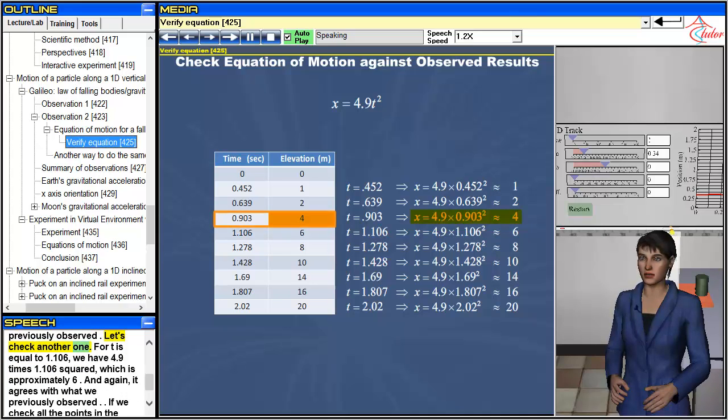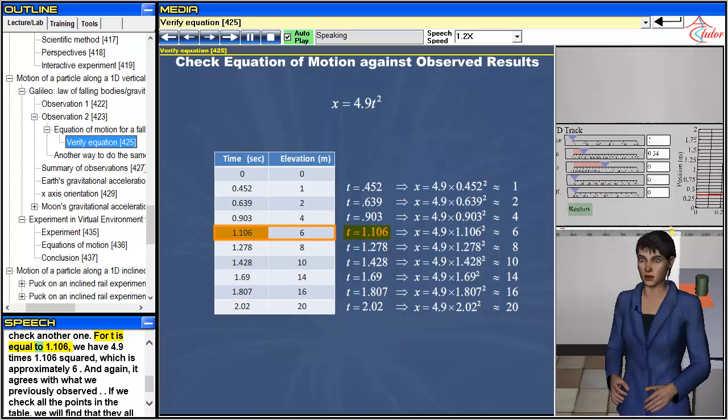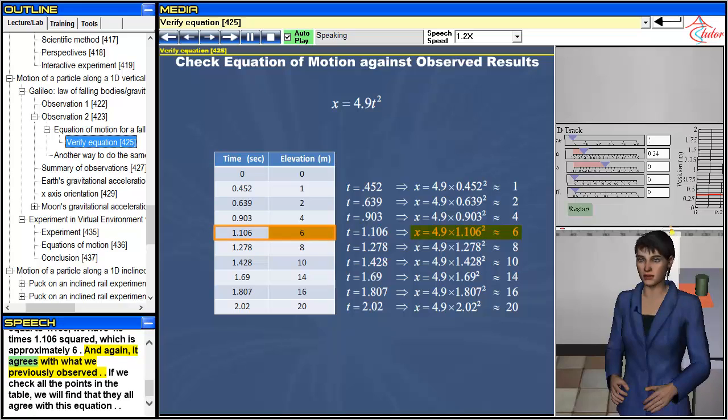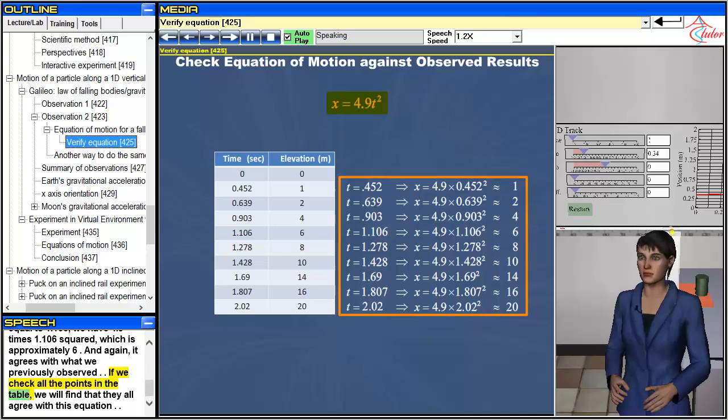Let's check another one. For t equal to 1.106, we have 4.9 times 1.106 squared, which is approximately 6. And again, it agrees with what we previously observed. If we check all the points in the table, we will find that they all agree with this equation.